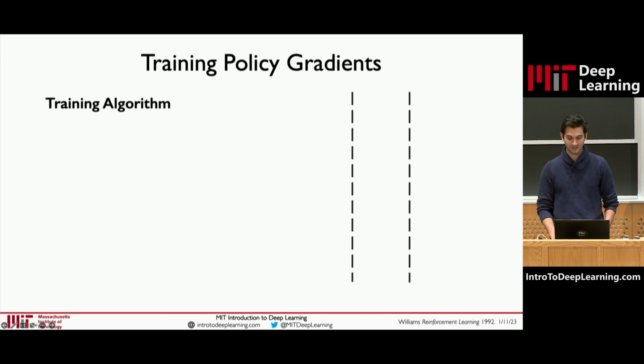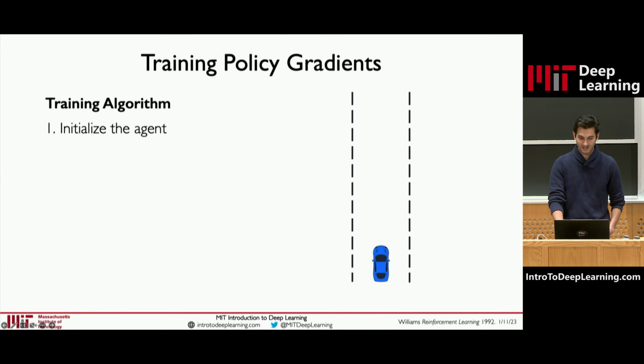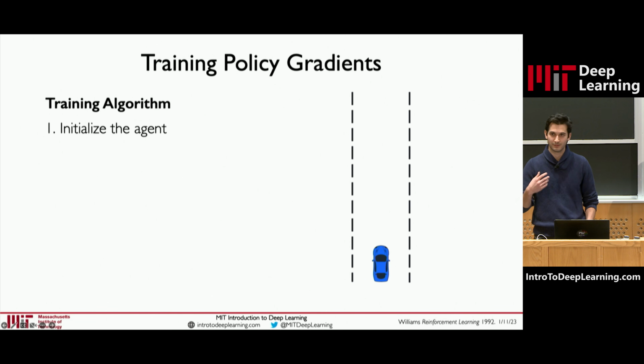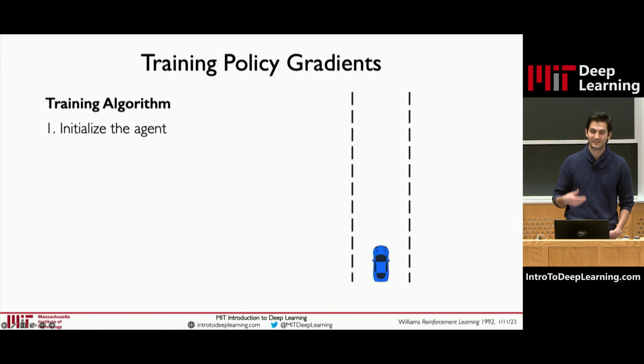Okay, so now let's take a look at how we could train a policy gradient neural network to solve this task of self-driving cars as a concrete example. We start by initializing our agent. Remember that we have no training data, so we have to think about reinforcement learning as almost like a data acquisition plus learning pipeline combined together. The first part of that data acquisition pipeline is to initialize our agent, to go out and collect some data.